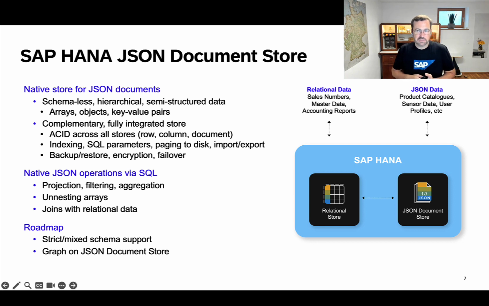What the JSON Document Store delivers at its core is a native ACID-compliant storage for JSON documents, or more broadly, semi-structured data, which may, for example, contain arrays, objects, key-value pairs, and several nesting levels. Typical use cases for working with semi-structured data are product catalogs, sensor readings, or user profiles.